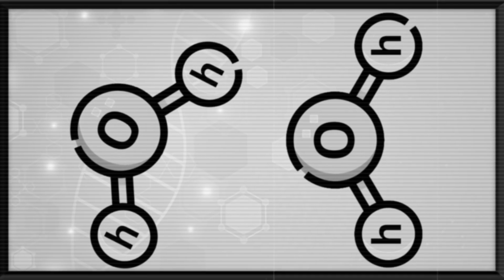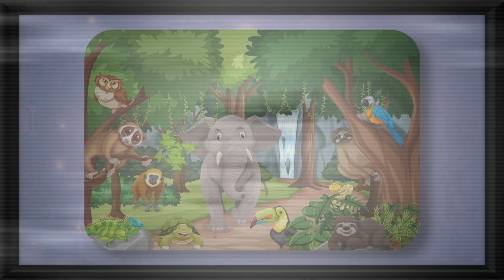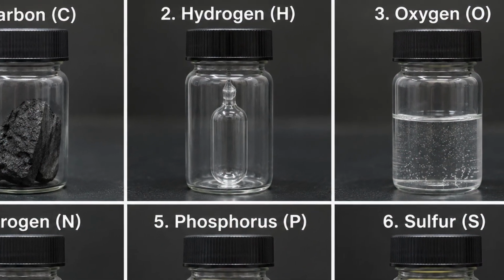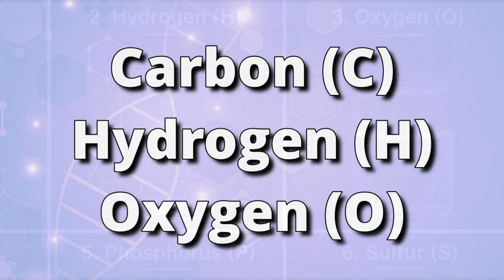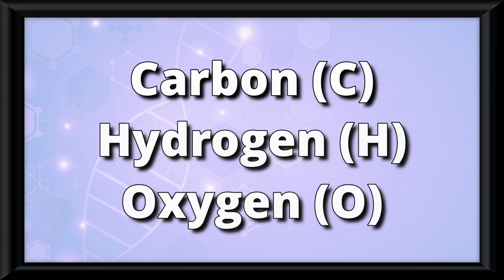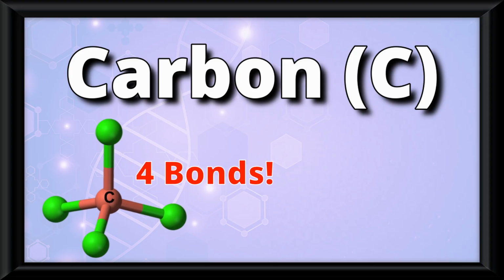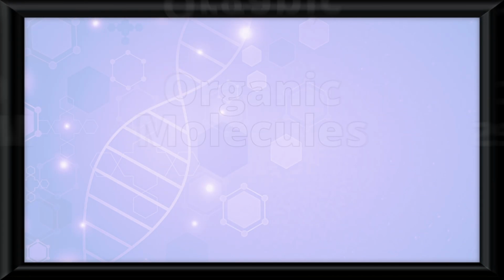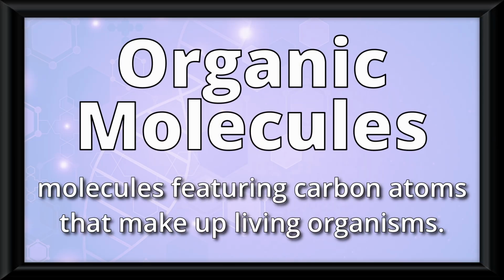So last topic, we talked about how water gets its unique properties from the atoms that make it up. But water isn't the only molecule that living organisms rely on. In fact, life itself is built from just a handful of important elements, with carbon, hydrogen, and oxygen being the most common. Carbon here is especially important because it can form 4 covalent bonds, and it serves as the backbone of biological molecules. And specifically, organic molecules are the name for molecules featuring carbon atoms that make up living organisms.